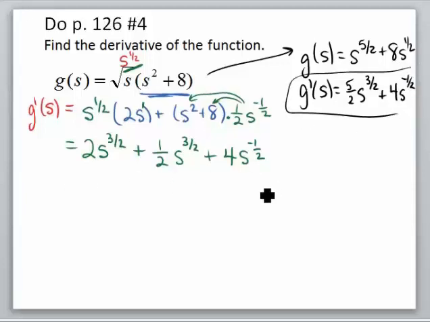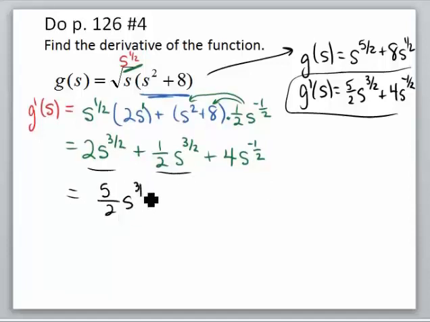And you might be wondering how they match up. Well, these are like terms, so we actually have 5/2 s to the 3/2 plus 4s to the negative 1/2 right here. Same answer. As I said, pick the easiest way to do it. Sometimes you have to use product rules, sometimes you can FOIL or distribute stuff out and get away with not using it.